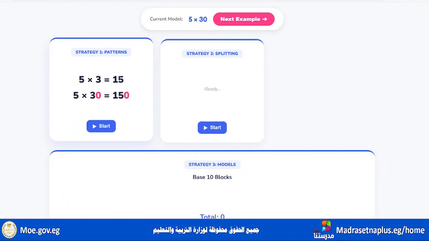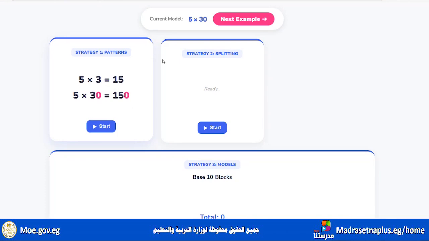5 times 3 equals 15. What about 5 times 30? It will be 150. 5 times 3 equals 15, so 5 times 30 will be 150. What about 5 times 300? It will be 1,500, and so on.